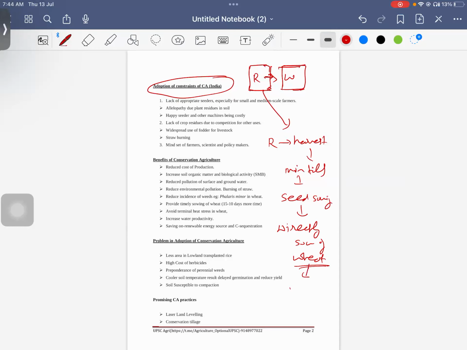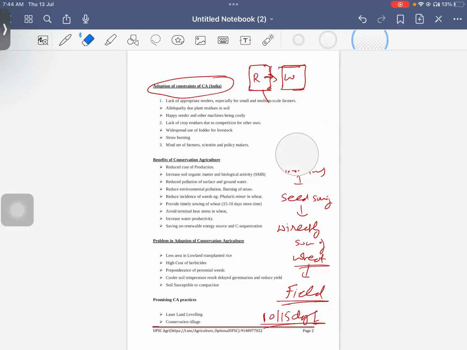The residues are also spread on the field. So we are doing all these things by which we are reducing that 10 to 15 days, and also we don't require such tractors, and energy requirement is also reduced.